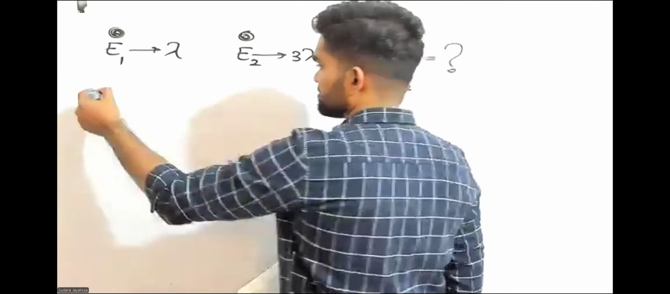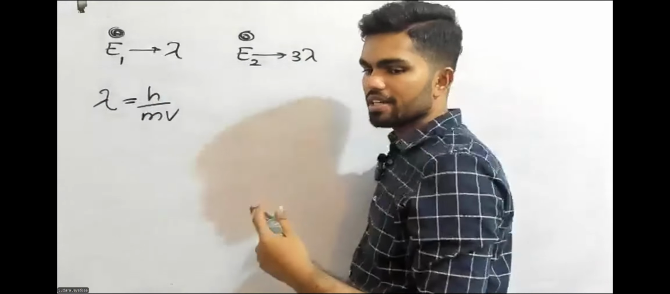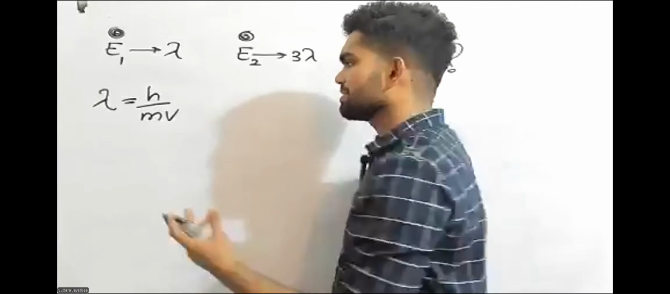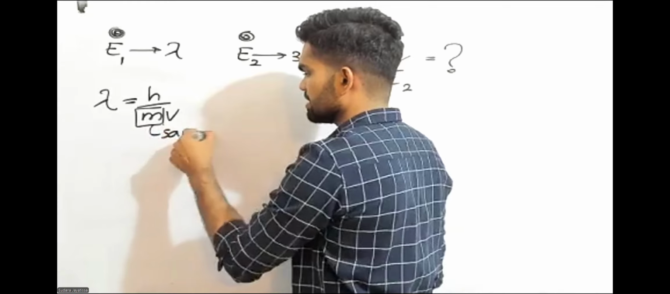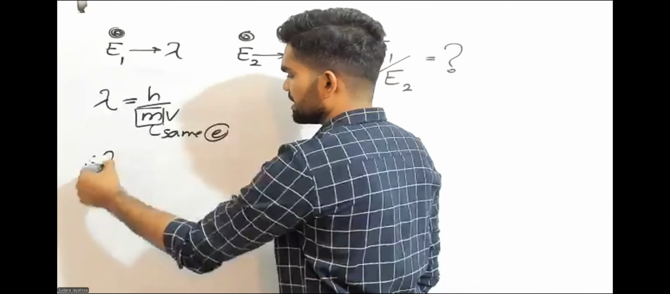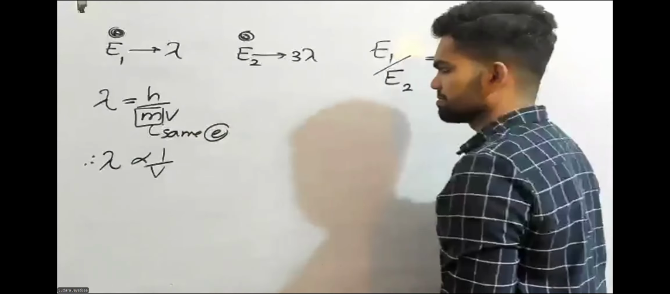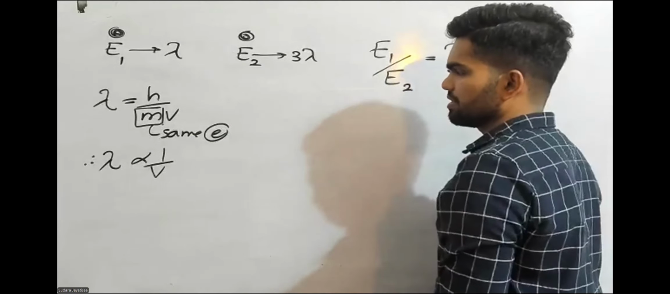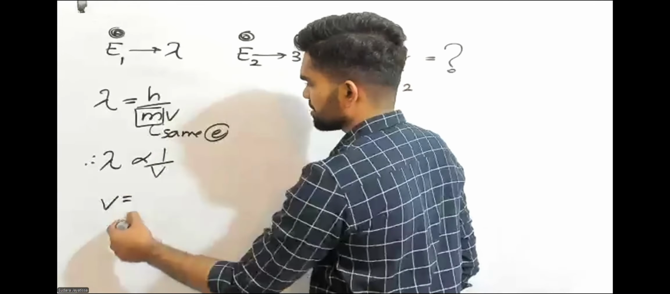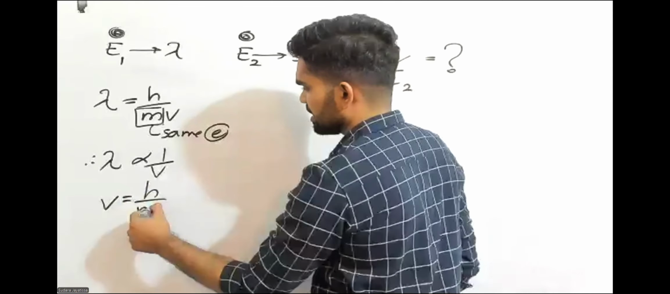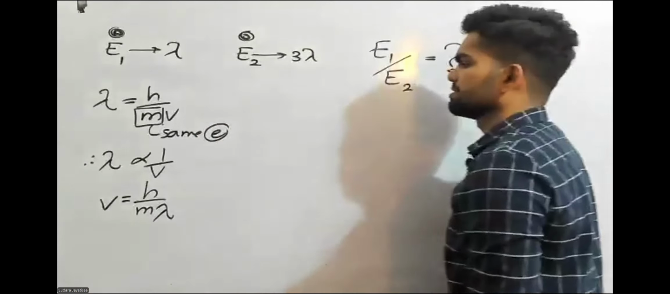de Broglie wavelength, lambda equals h over mv. Now, here it's the same electron, no? Same electron, so this mass is going to be constant. Therefore we can say lambda is inversely proportional to the velocity. So now we can make the velocity the subject. What is that? h over m lambda. Right.